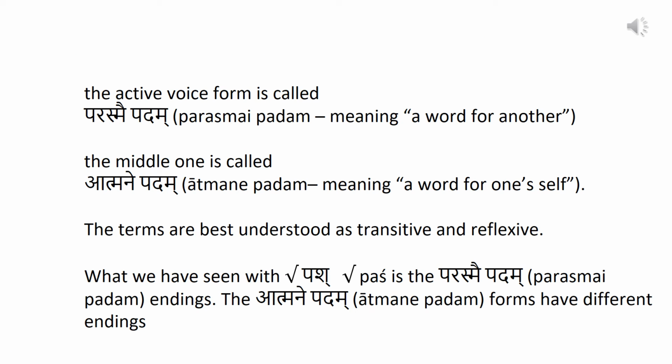The set of personal endings mentioned here is what is called the active voice endings. There is another set of endings called the middle voice endings, conveying similar meanings to the verbs. Some roots take only the active endings, while some take only the middle endings. Many take both to give different shades of meanings. The active voice form is called parasmai padam, meaning a word for another, and the middle one is called atmane padam, meaning a word for oneself. The terms are really best understood as transitive and reflexive.